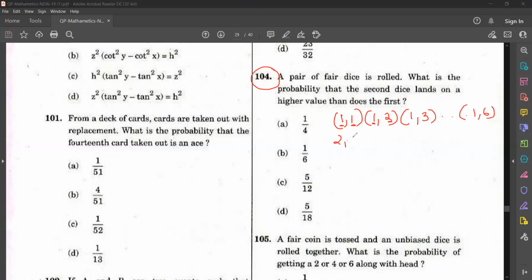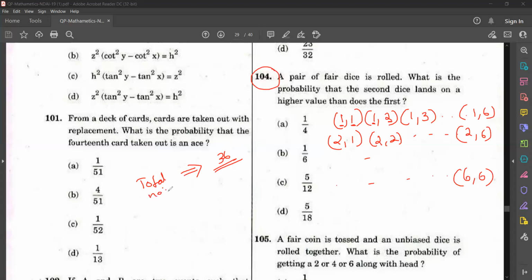Similarly in the first die 2, second die 1. So like that you have to write all the possibilities. If you know that, no need to write. So there will be totally 6 up to 6, isn't it? That means there will be 36 elements in this sample space. So total number of outcomes possible is 36.